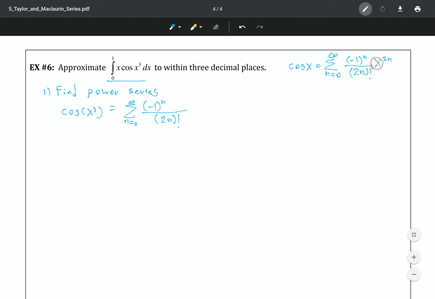So again, please notice I'm writing an x cubed to the power of 2n instead of x to the power of 2n like it was over here. All right. Just to simplify just a little bit.